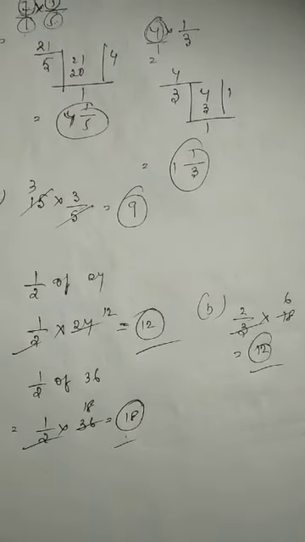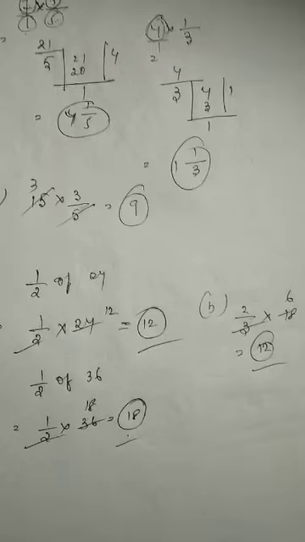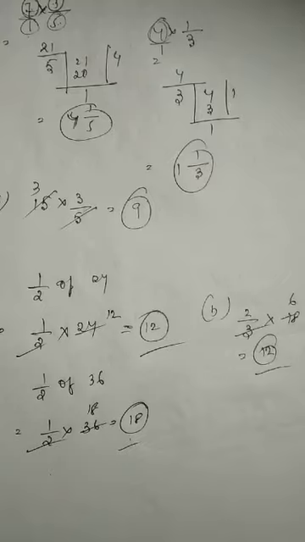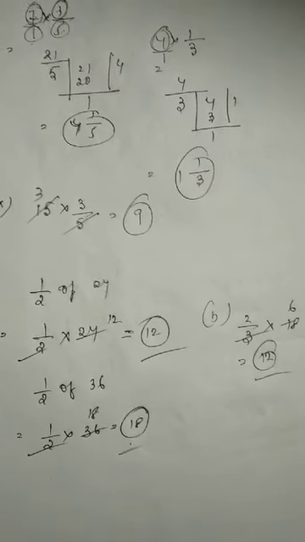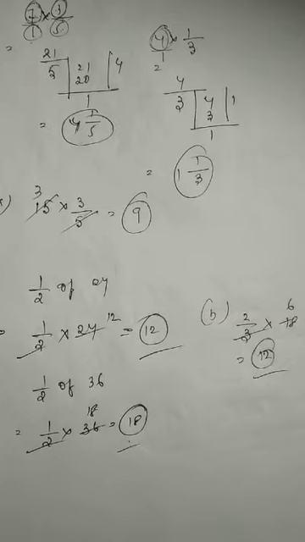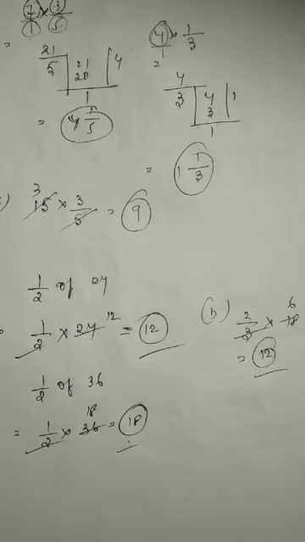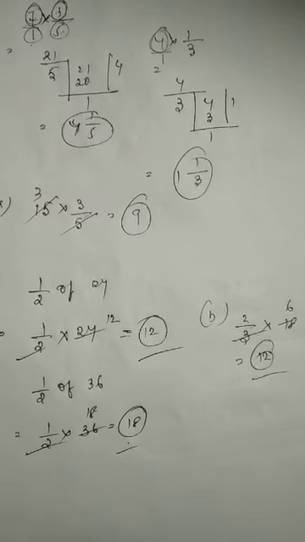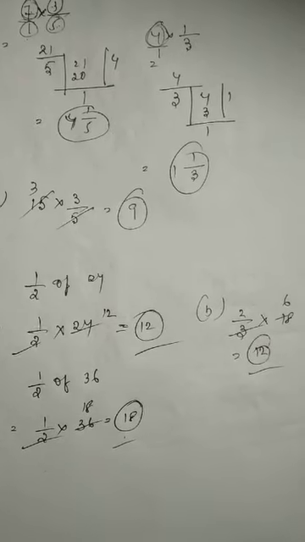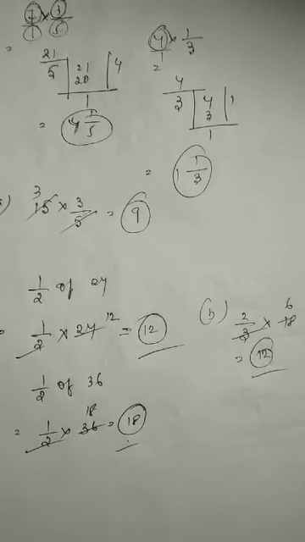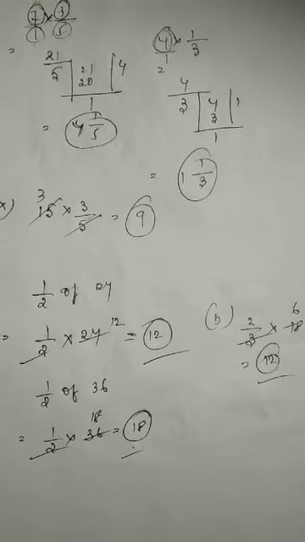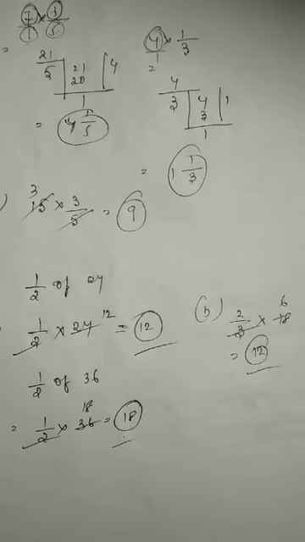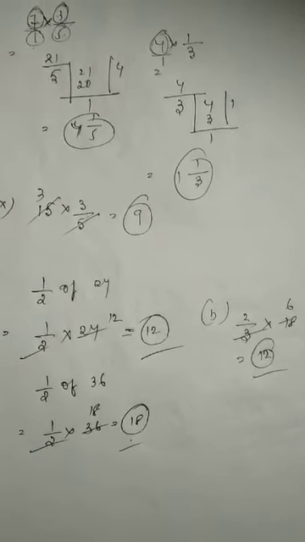Suppose you are given a rectangle, and this rectangle is divided into 10 equal pieces. How many equal pieces? 10 equal pieces. So out of those 10 pieces, 3 pieces are colored. So the fraction of colored part is 3 by 10. 3 parts are colored out of 10 parts. So the fraction is 3 by 10. That's all. In this way, we deal with some such questions.